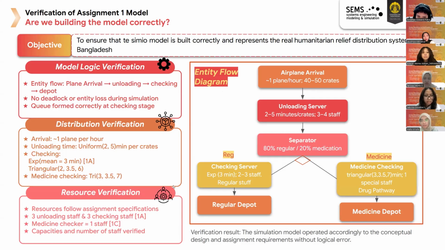This slide represents the verification process. We check that the runway queue, cargo routing, passenger routing, and distribution flow were implemented correctly. We also verified the queue connections and sync recording. The results confirm that all system components operated according to the conceptual model.